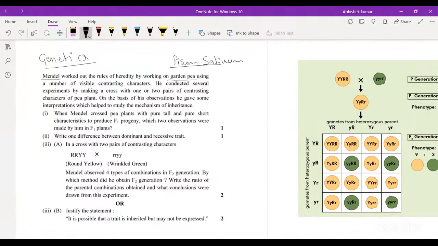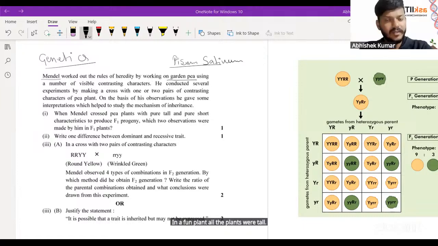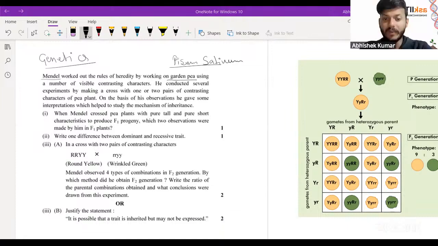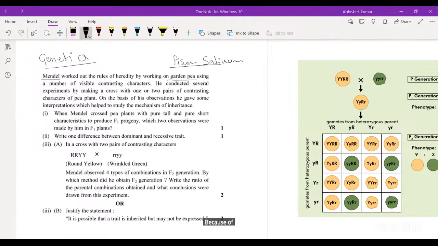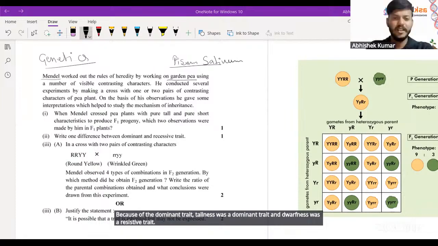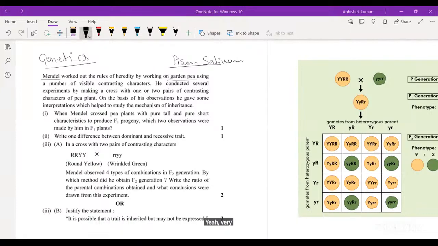Can you tell me? In the F1 plant, all the plants were tall. Why? Because of the dominant trait. Tallness was a dominant trait and dwarfness was a recessive trait. So all of them are heterozygous tall. Yeah, very nice.